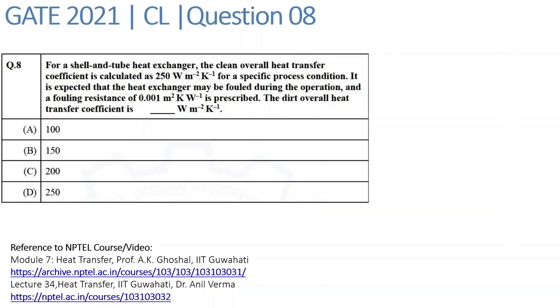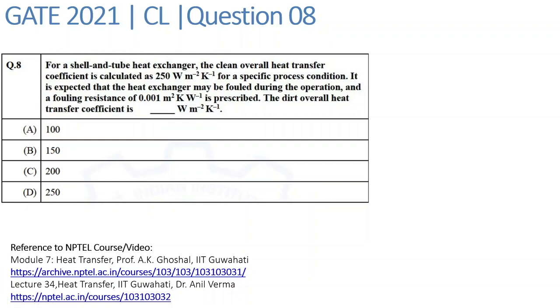Hello everyone. We will be solving question 8 of GATE Chemical Engineering paper 2021 from the subject of heat transfer. The question is: for a shell and tube heat exchanger, the clean overall heat transfer coefficient is calculated as 250 watt per meter square Kelvin for a specific process condition. It is expected that the heat exchanger may be fouled during the operation, and a fouling resistance of 0.001 meter square Kelvin per watt is prescribed.